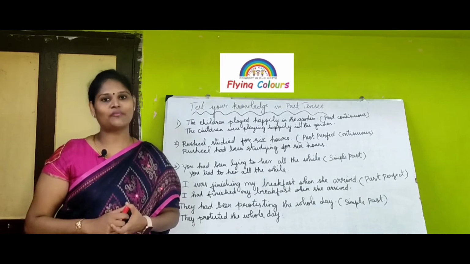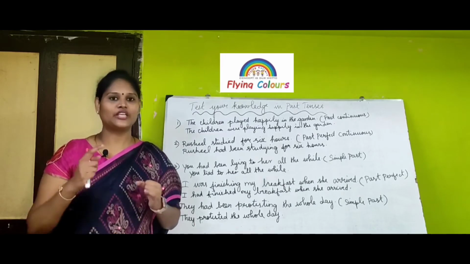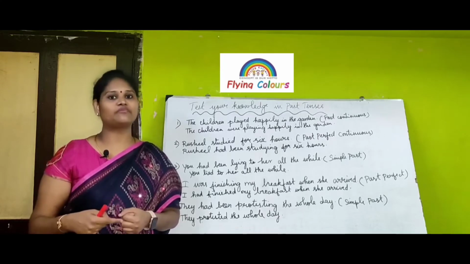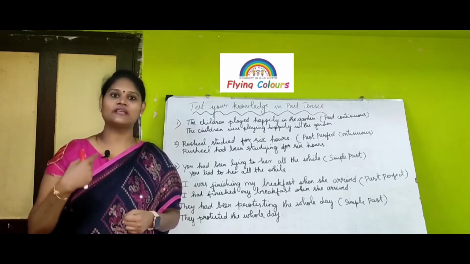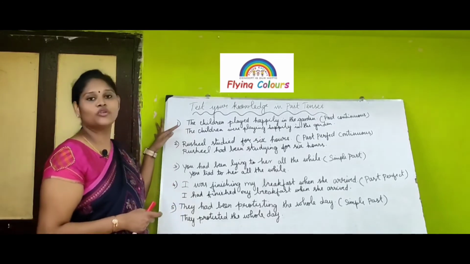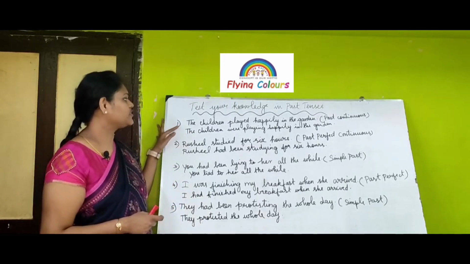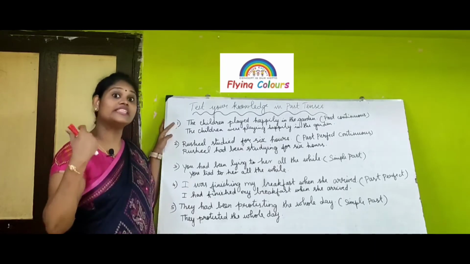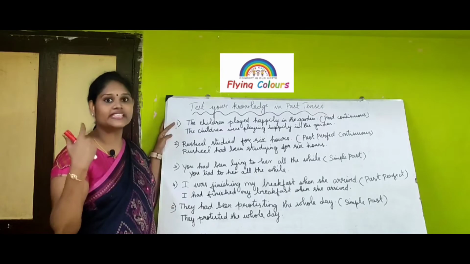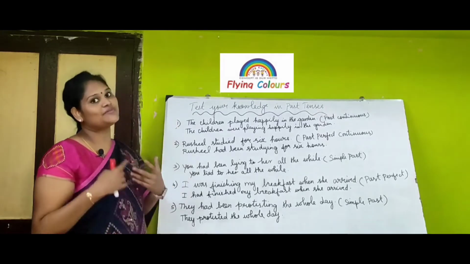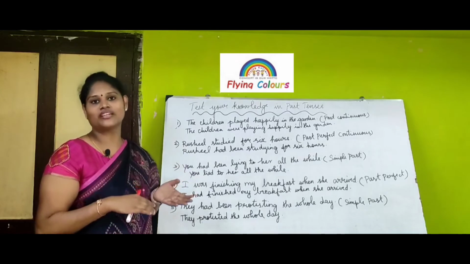The formula for past continuous tense is singular subject plus was plus present participle. Again plural subject plus were plus present participle. This is the formula. So here you have to look into the subject. What is the subject? The children played happily in the garden. So children is the subject. What is the sentence about? The sentence is about the children. So children is the subject. Children means plural. Singular for children is child.